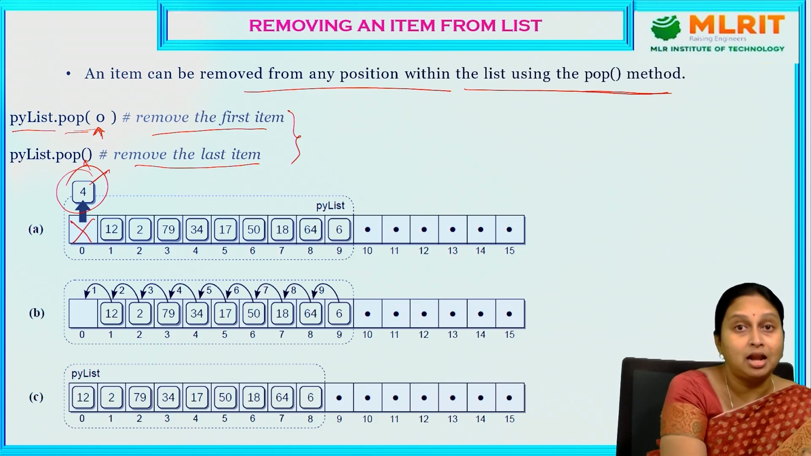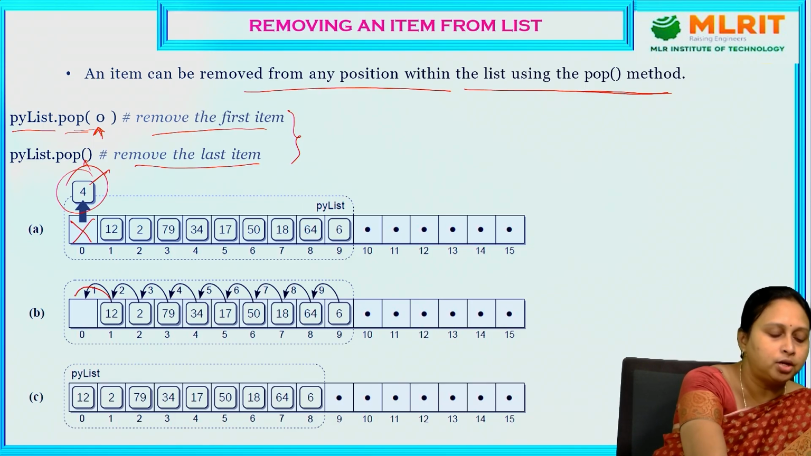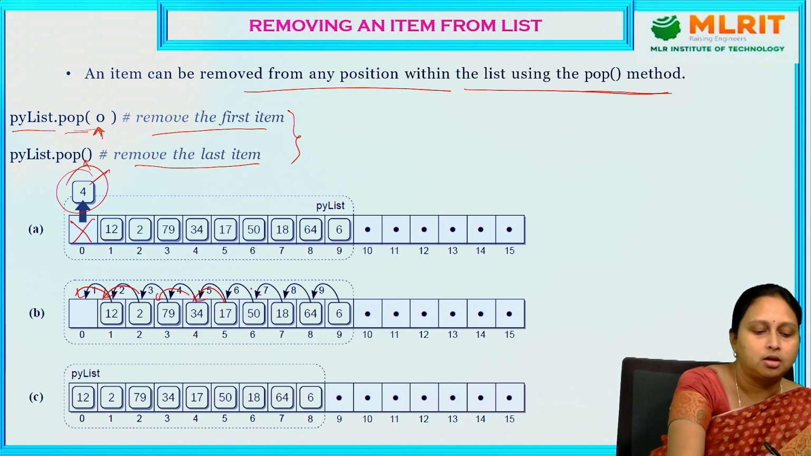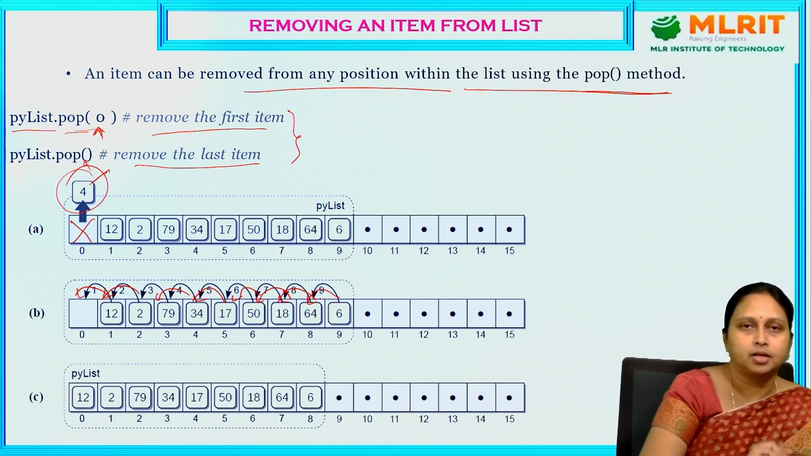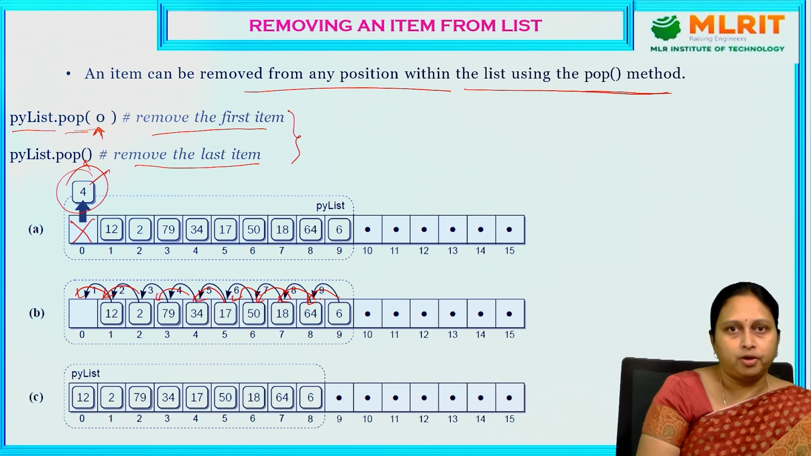be shifted to the left position. That means 12 will be moved here. The remaining elements will all be shifted one position left, like this. All the elements will be shifted to the left, right? This is how we delete or remove an element from the list.